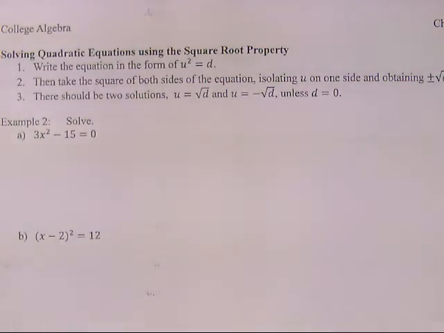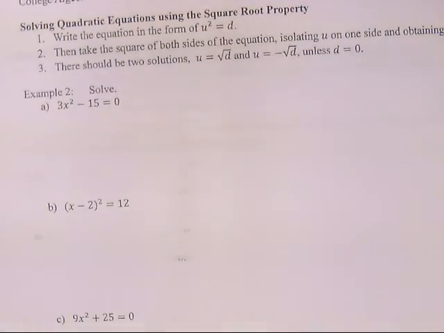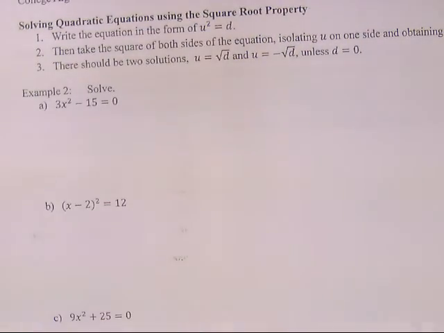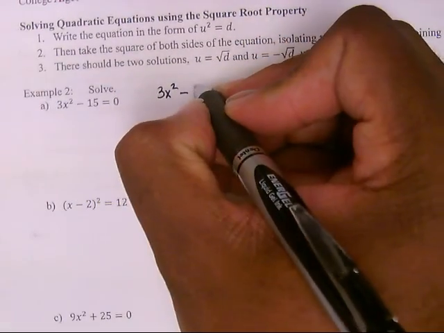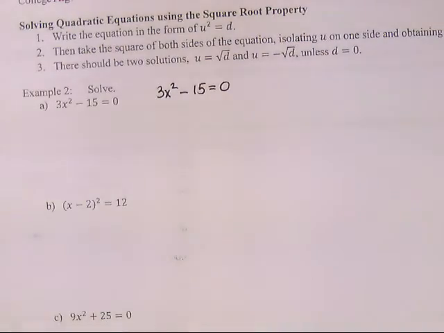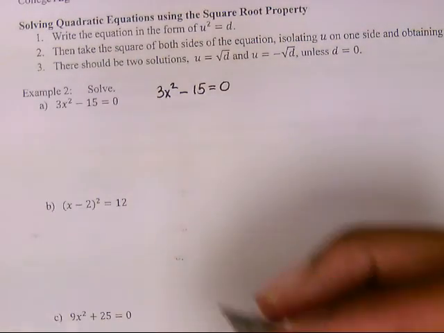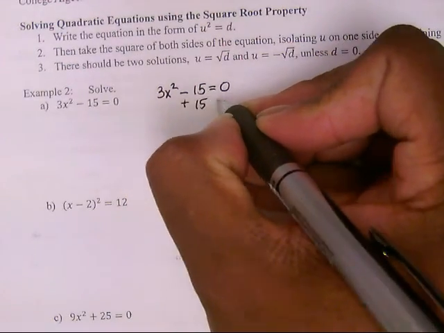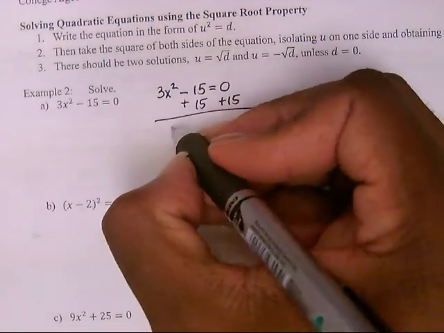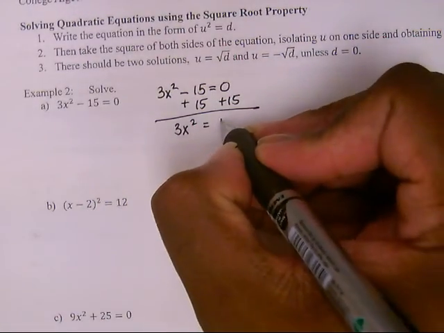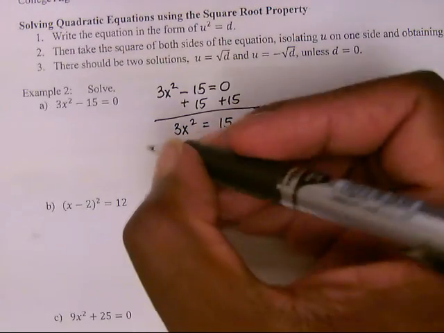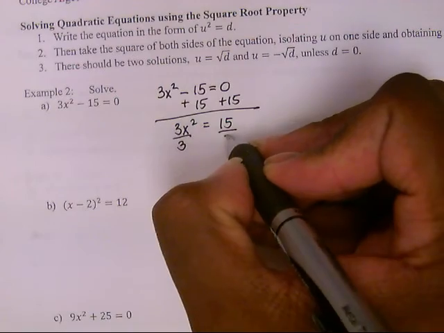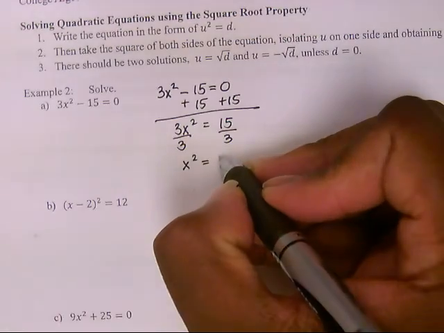So let's look at example number 2, parts A, B, and C. Here we got 3x squared minus 15 is equal to 0. The first thing we want to do here is get that x squared by itself. I'm subtracting 15, so I need to add 15 to both sides. So here I'm going to have 3x squared is equal to 15. And to get the x squared by itself, we'll divide by 3 on both sides. So we get x squared is equal to 5.